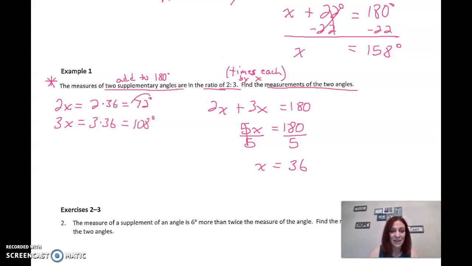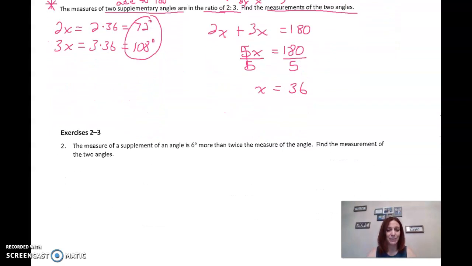And if you look right here, 72 plus 108, they add to 180 degrees, okay? So two things. Use this ratio and times each of the numbers by x, and then add them together. If they're supplementary, it's 180. If they're complementary, it's 90. If they say, I don't know, 210, you just add them together to be 210. Okay, another hint for your homework.